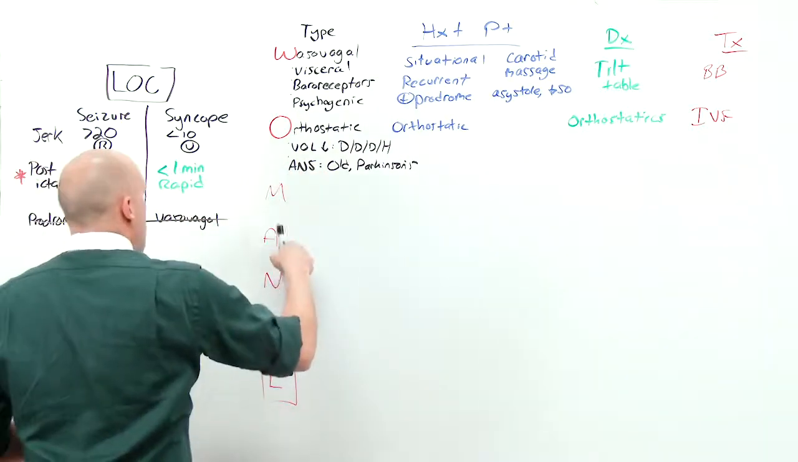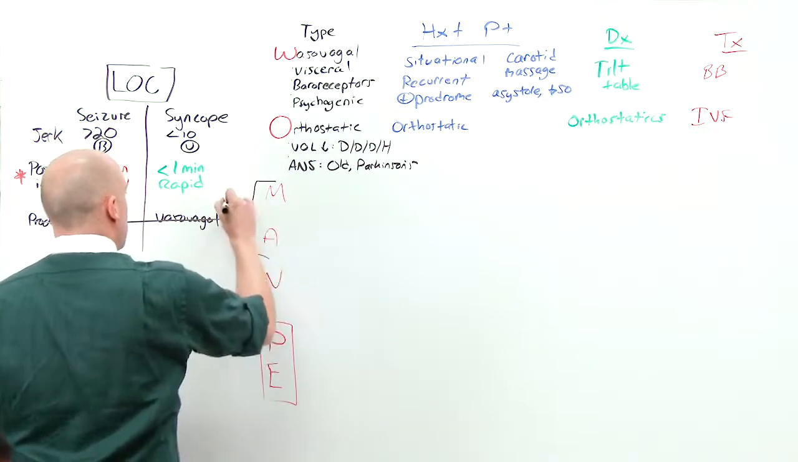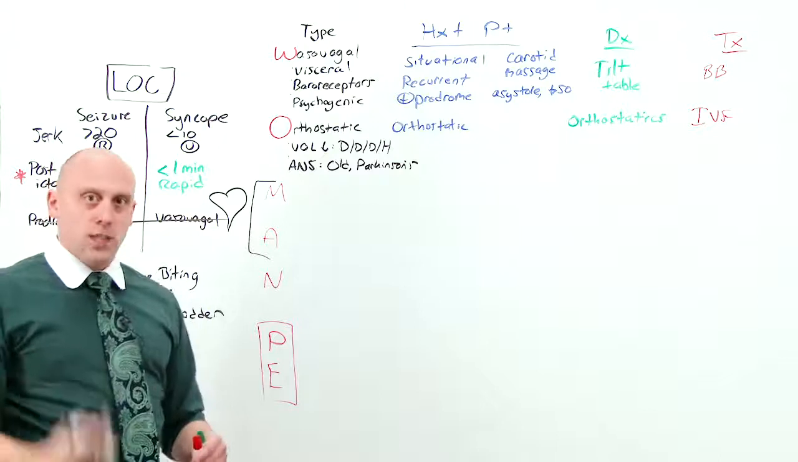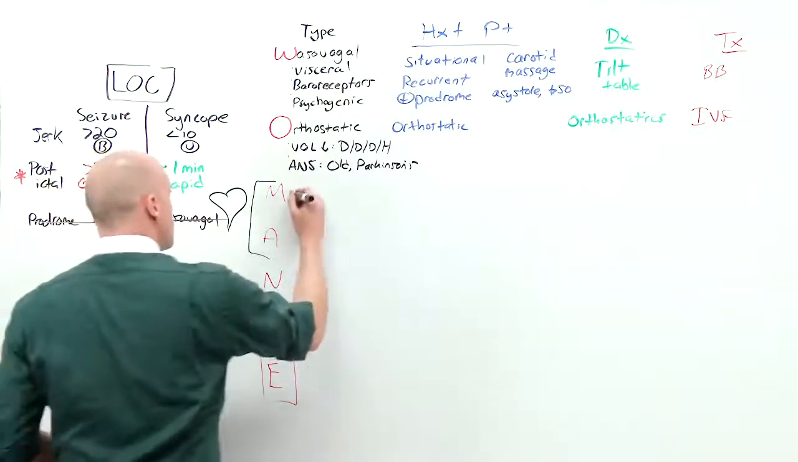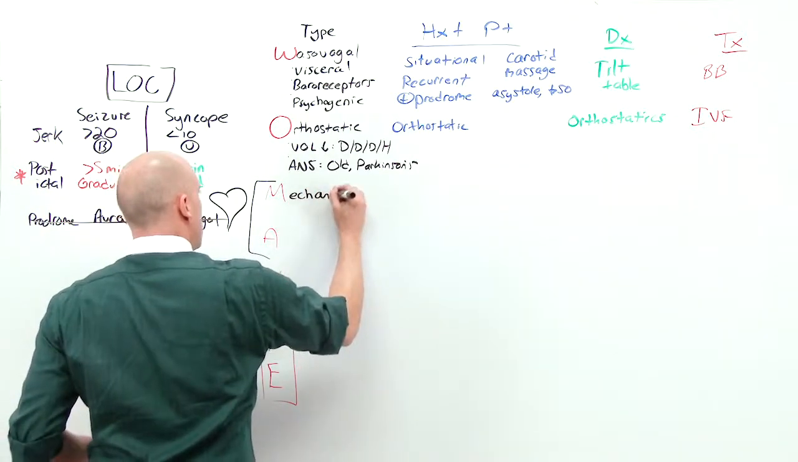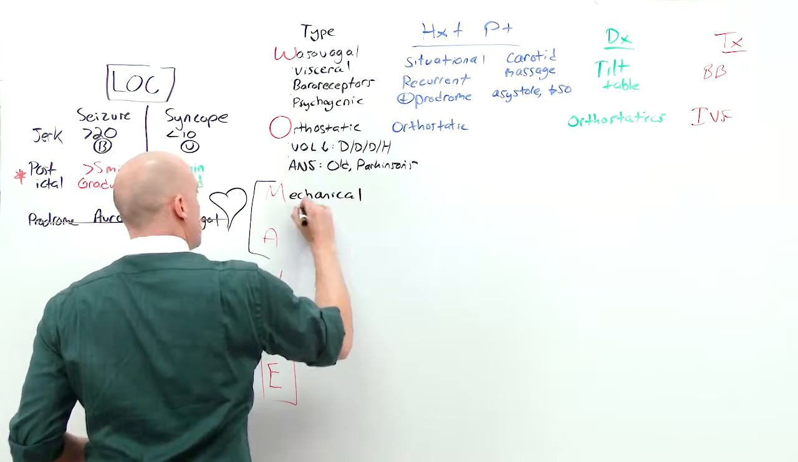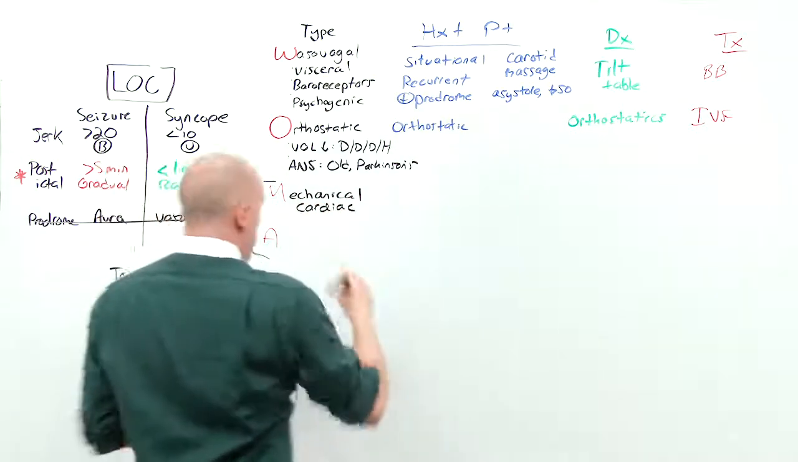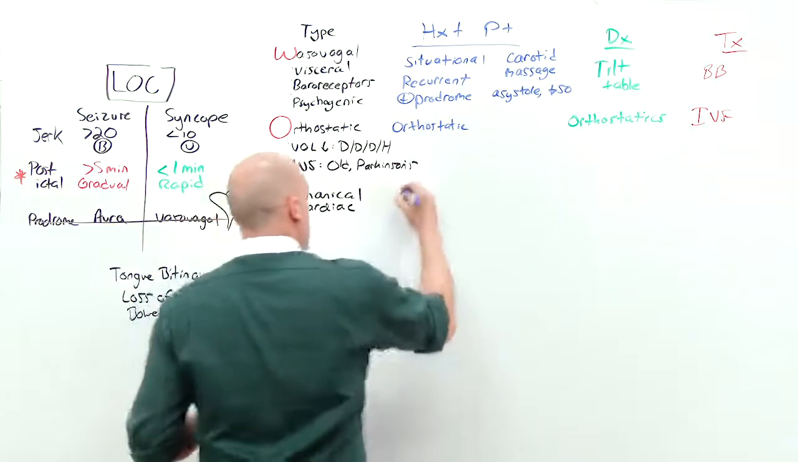These two, M and A, are the reason you admit somebody, because they are cardiac, and the cardiac causes of syncope kill you. The M stands for mechanical cardiac. That is structural heart disease. It presents as an exertional syncope.